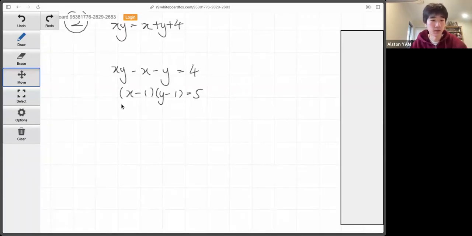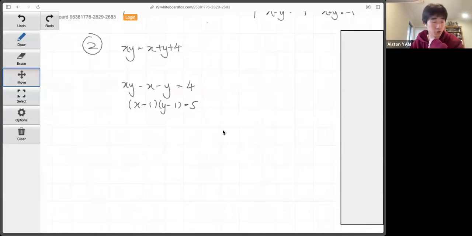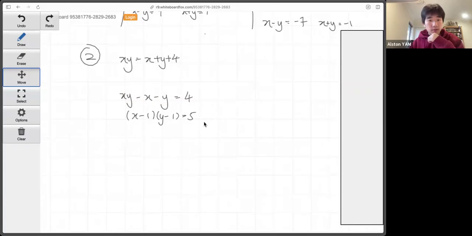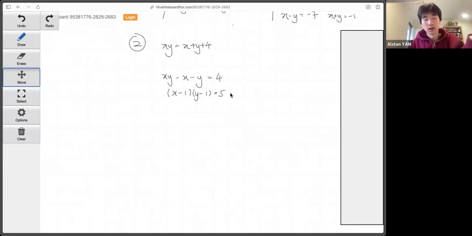And then from here, we can do the same thing where we take the factors of 5: -1, -5, 1, 5, stuff like that. And then it should all be solutions to our x and y in this equation. So that's also pretty straightforward. I don't think there's anything I need to do after this, right?